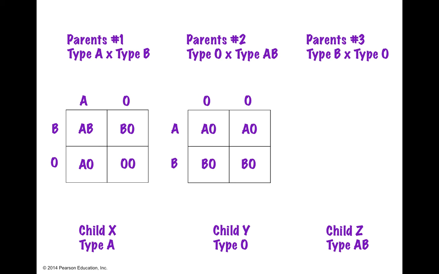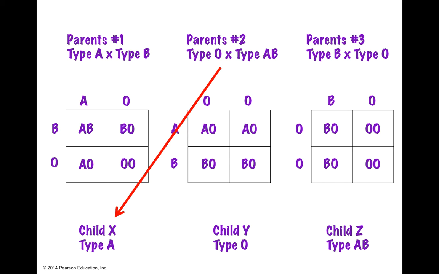Since there is no child with type B blood that's listed, I'm going to say that they're the parents of child X. Parent set 3, and I'm assuming heterozygous for B to cover all options, have a 50% chance of having a child with type B blood and a 50% chance of having a child with type O blood. And again, since there's no child with type B blood, I'm going to say that their child is child Y with a type O blood. So by process of elimination, that leaves child Z with type AB blood to be the child of parent set 1.